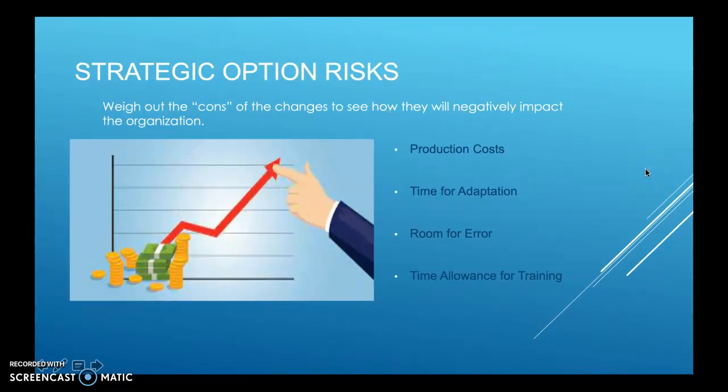It's also important to look at the risks. How will this negatively impact the organization? And when I say negatively impact, I don't mean that it's going to hurt us. There's just going to be a few trade-offs. First, production costs. Obviously, if we're going to be improving some of our technology and our systems, we're going to have to spend a little bit of money.